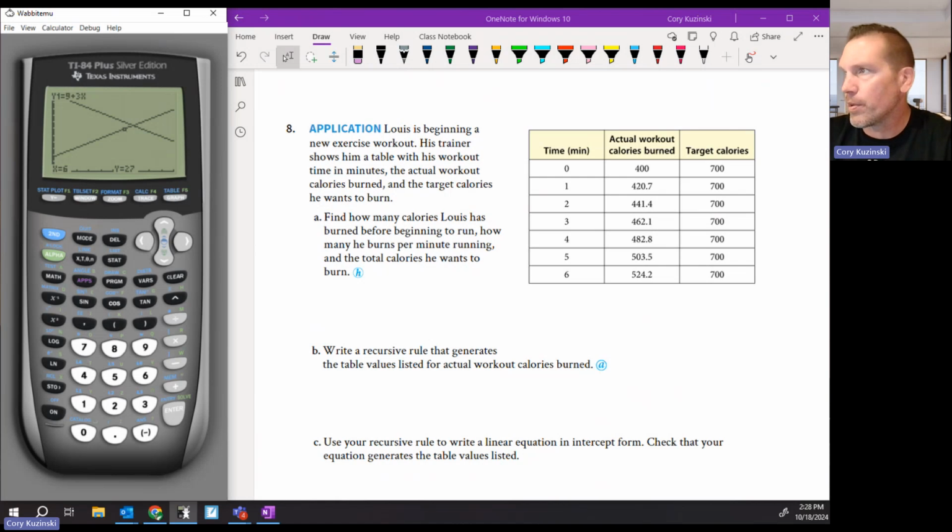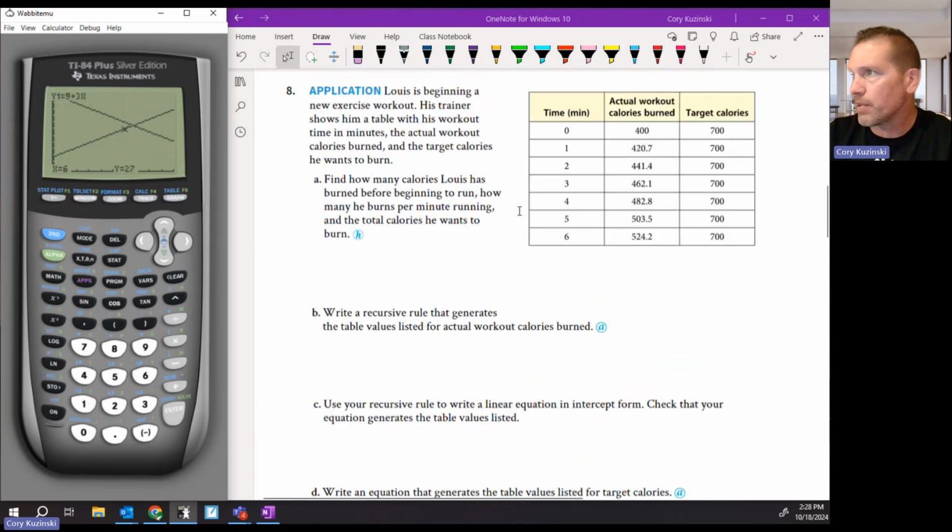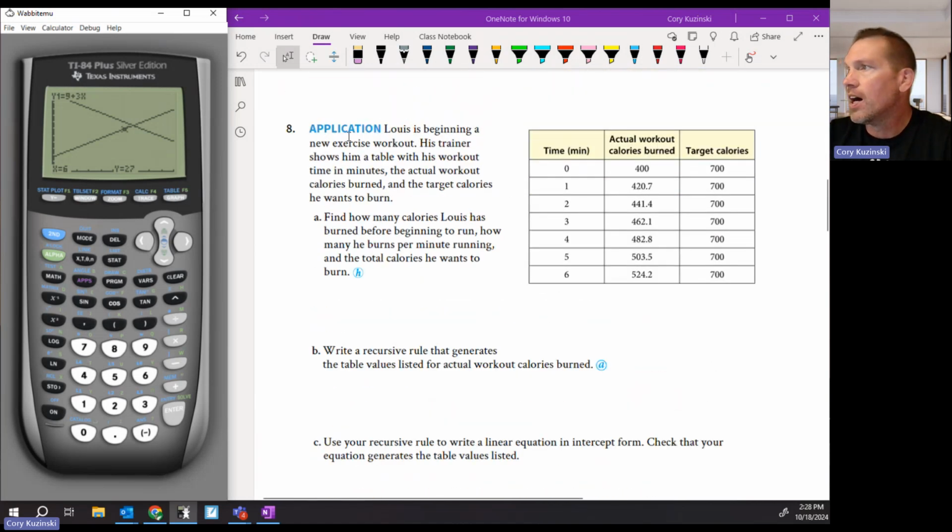All right. Yesterday, when I was running, I was thinking about this problem because I was looking at my calories burned. Lewis is beginning his new exercise workout, his training. His trainer shows him a table with his workout time in minutes and the actual workout calories burned. Okay. And the target calories he wants to burn. So find out how many calories Lewis has burned before beginning to run. Okay. So that's a pretty simple question. It's right here. It's 400.